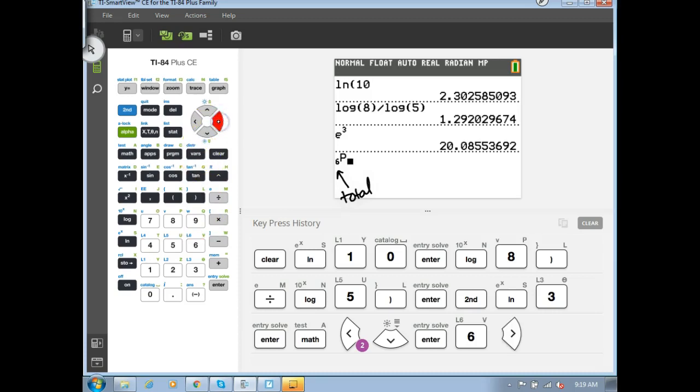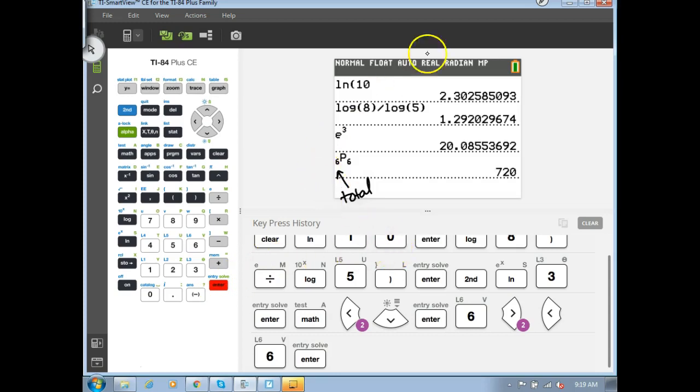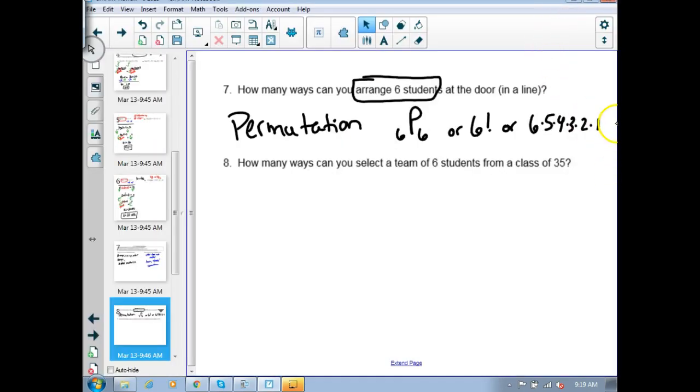So 6 permutations of 6. Big number, 720 ways. So let's waste our life trying to figure that out, right? 720 ways is your answer.